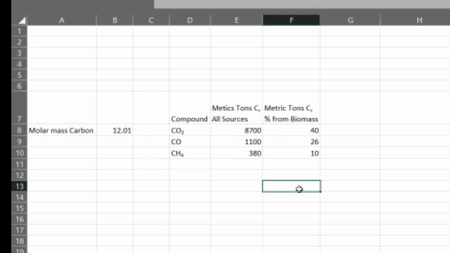Okay, so for part A, it's our job to calculate the combined annual release of all three species. So we need to break this up. Instead of having it be carbon only, we need to change it back into carbon dioxide and carbon monoxide and methane. And then from there, we'll calculate the average molecular weight of the combined gases.